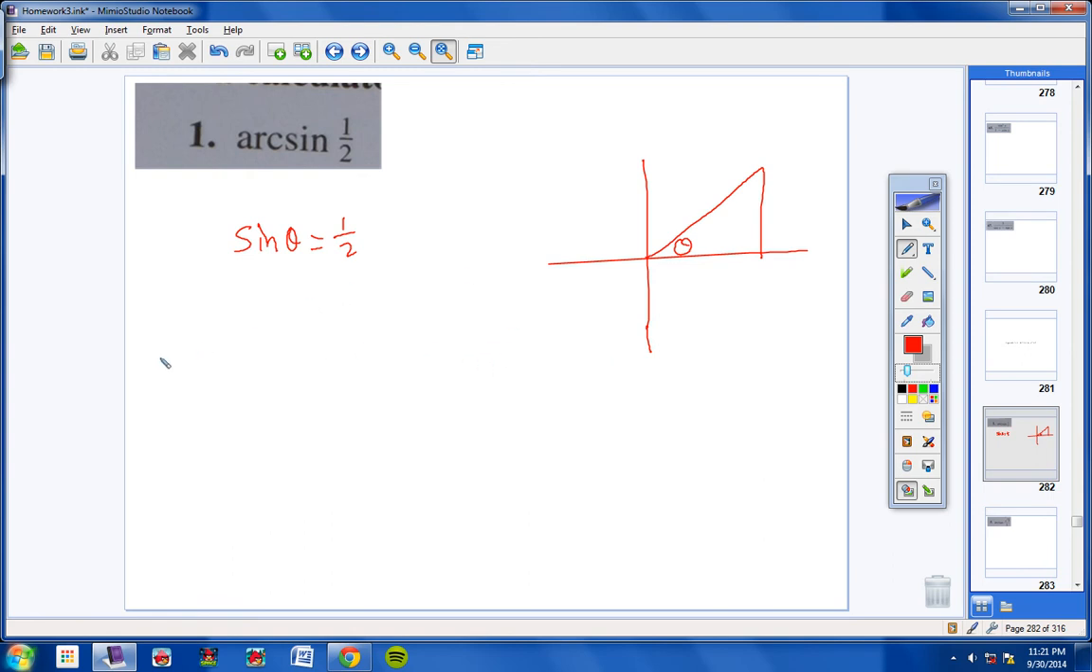If you think of a length of 1 and 2, I'm thinking of a 30, 60, 90 triangle. And if you draw a 30, 60, 90 triangle and label the sides, you're going to see it's the sine of 30. Okay, the sine of 30 degrees. So theta equals 30, or pi over 6 in radians.